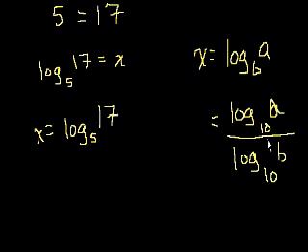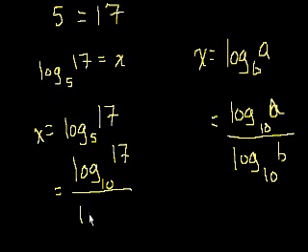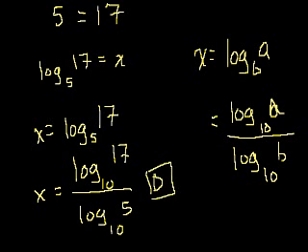And you just have to pick the same base for both of them. You could have the natural log of a divided by the natural log of b. You could do whatever log you want, but log base 10 is on your calculator, so that's why this is convenient. So this is equal to the log base 10 of 17 divided by the log base 10 of 5. And that should be a choice. Yep, that's choice D. Next question.